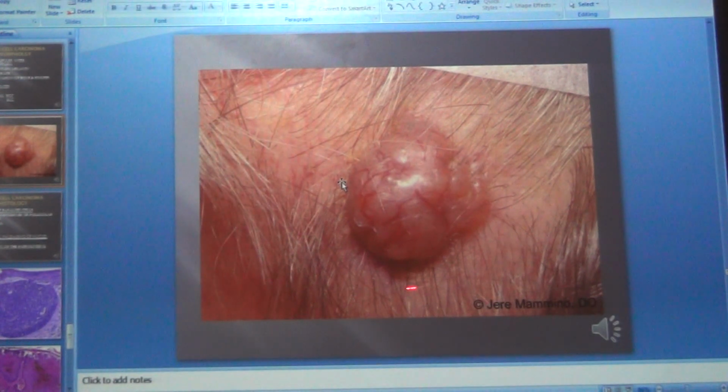Another view of basal cell carcinoma: you see a raised polypoid papule-like lesion with a shiny pearly white appearance and some dilated blood vessels, telangiectasia.